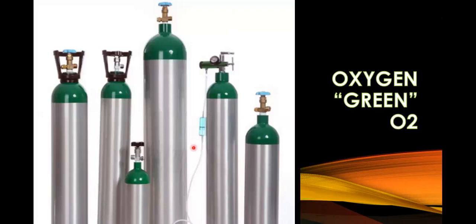All right. Oxygen cylinders. These are just some different types. We have several different types of oxygen cylinders, but you see how it's green at the top? That's for oxygen. Green means oxygen in the United States. What color is it in Europe? White.